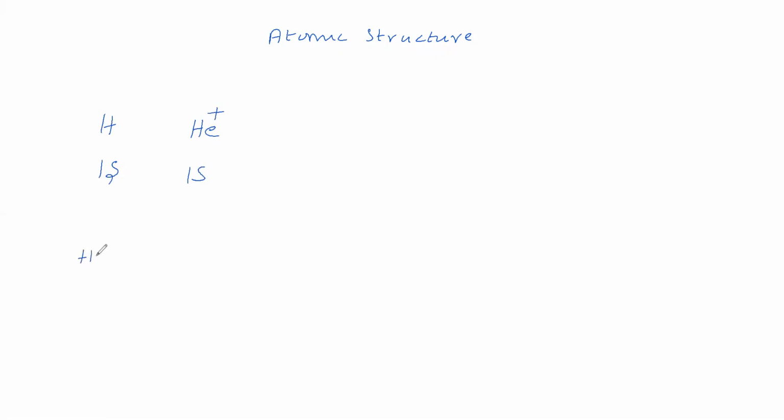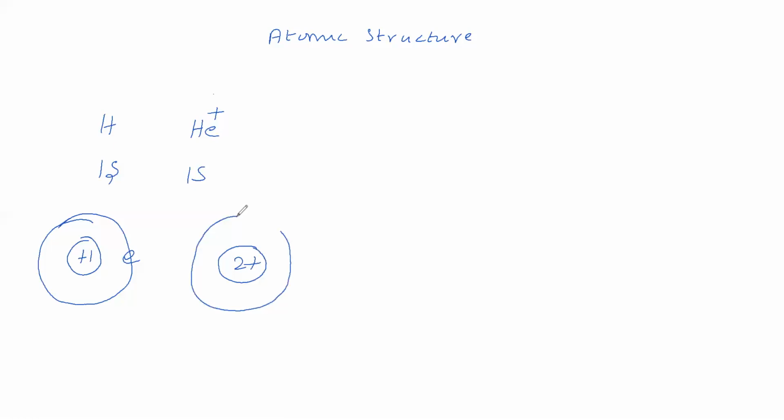The hydrogen nucleus contains 1 proton, and it will have 1 electron. That 1 electron is present in the 1s orbital, which we will consider. Now the unipositive helium ion has atomic number 2, so its nucleus contains 2 protons. It has a 1s orbital, and in that 1s orbital 1 electron is present. He plus has 1 electron, present in the 1s orbital.